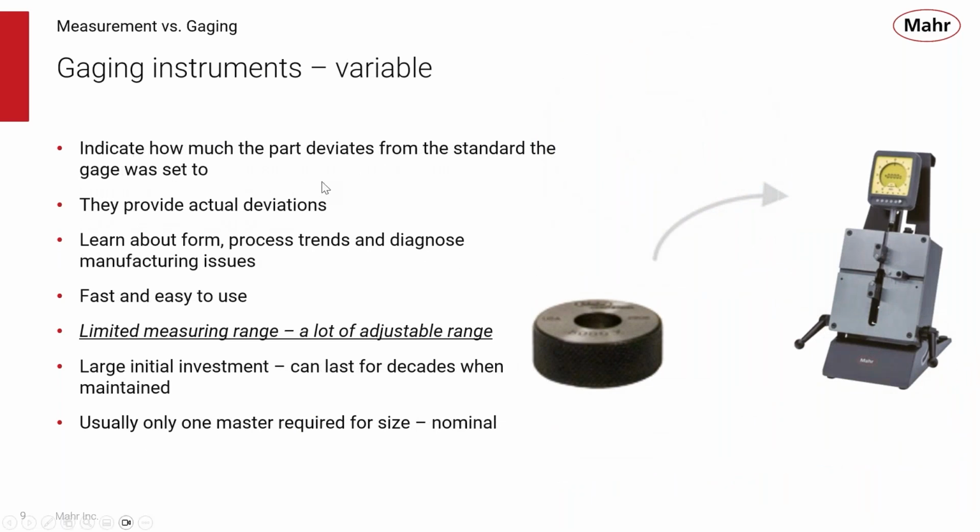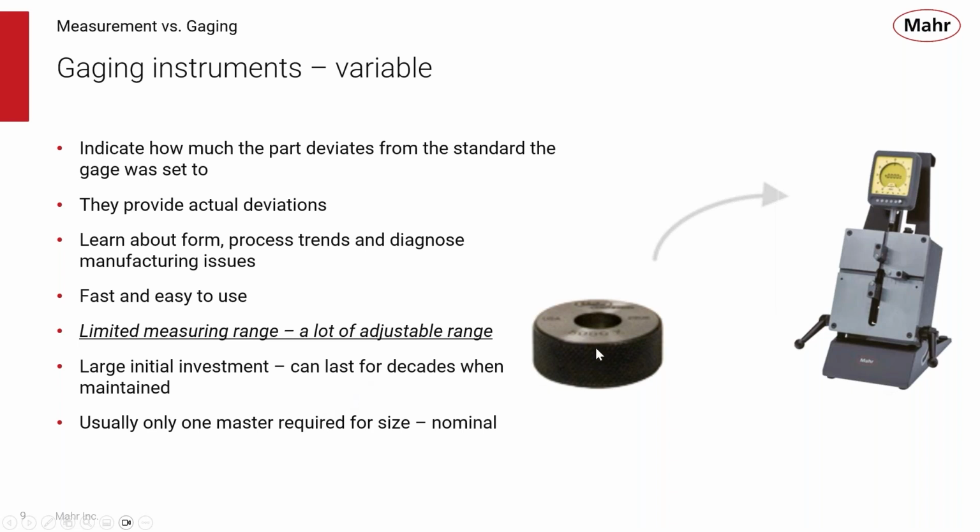Variable gauges will indicate how much a part deviates from the standard that it was set to, in this case, a master ring on this 36B gauge. You'll probably get actual deviations, actual measurement information out of it. You can use a variable gauge to find information about the form of the part that you're measuring. You can then use that information to look for trends and diagnose any manufacturing issues. It's fast and easy.